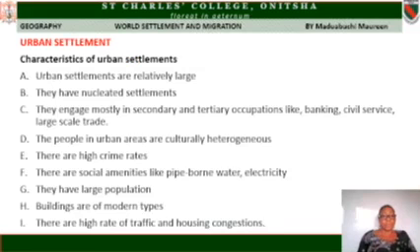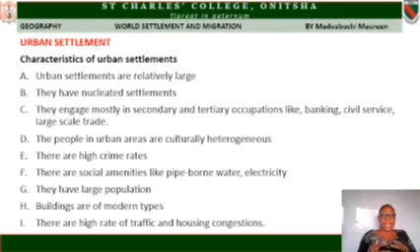Urban settlement. Characteristics of urban settlement. One, urban settlements are relatively large, to compare with rural settlements, because urban settlements continue to grow. Two, they have nucleated settlement, that is, compact buildings. When you go to Awada, you see buildings clustered together. When you go to Amaba, the same type of settlement, clustering of buildings.